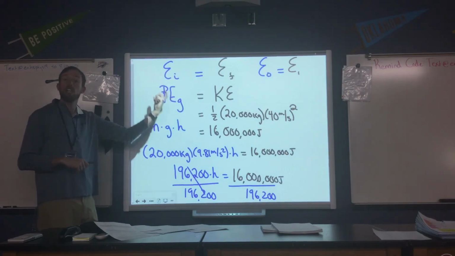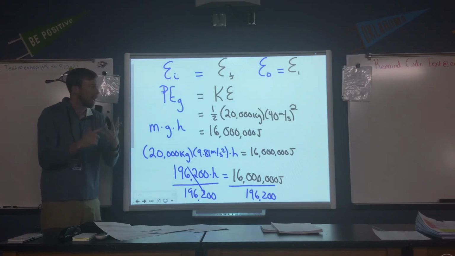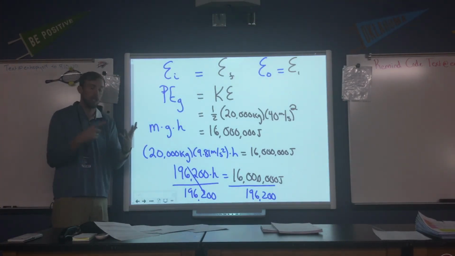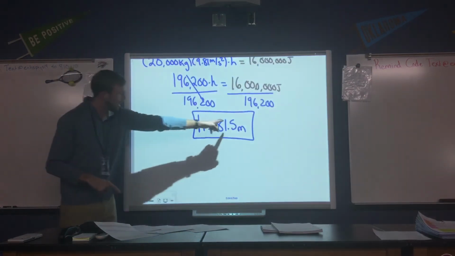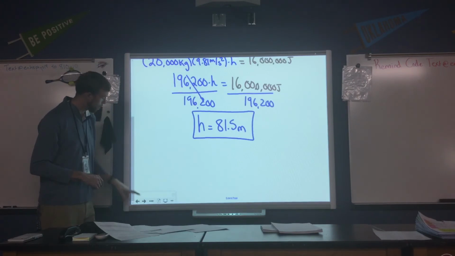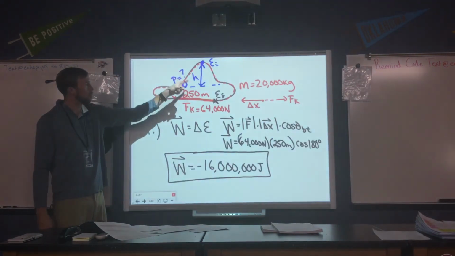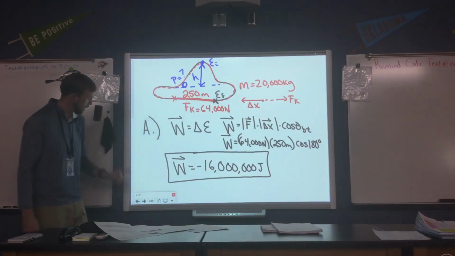At the top of the hill, all the energy would be considered gravitational potential energy, no springs, and we're at rest. At the bottom of the hill, all of our energy would be considered kinetic energy, no springs, and we're on the ground. So then we can use these ideas to find our height, 81.5 meters. Now that was one of the two questions we wanted to solve. The other question was, how much power do we need?